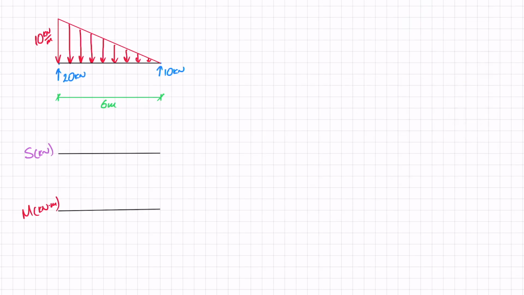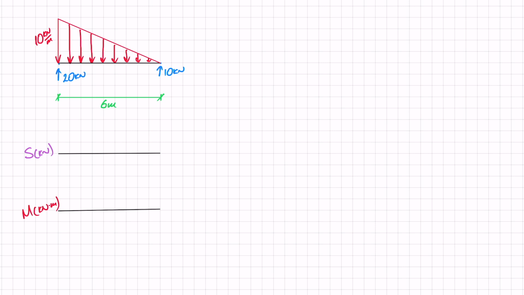Let's get started. So today we are going to be looking at this triangular distributed load, and we have already found the reactions. We know what the equivalent load is, we know where it was located, and that's how we found the reactions. If you need a reminder of that, please go back to tutorial 3 on beams, where we find the reactions for a similar load.